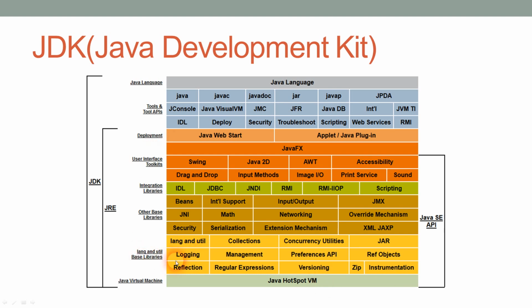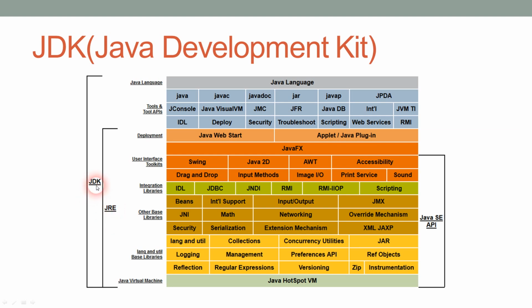Then we have a lot of libraries: the collection libraries, the concurrency utility library, the JAR library, and logging and management features. Then we have beans, Java effects, and so on. These are the different toolkits and libraries available in the JRE. They are required only to convert a .class file into machine code. The JRE requires a .class file, and after that the JRE comes in.